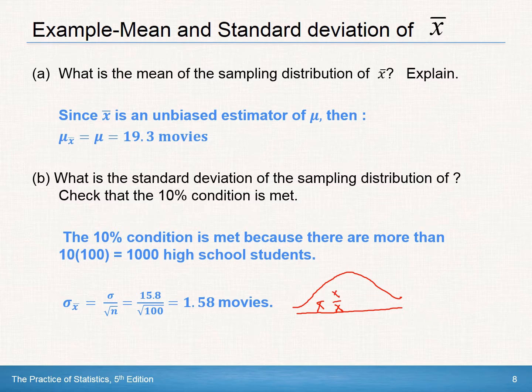Okay, so if I were to draw a graph of this, these would be all x bars. The sample mean number of movies, there would be 100 students in each of these x bars, and on average, how many movies do they see? The mean of all of these students would be 19.3 movies, and then the standard deviation would be 1.58.